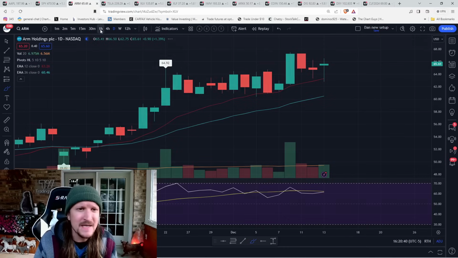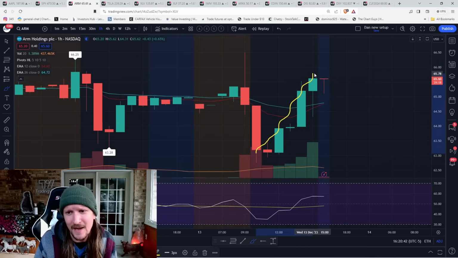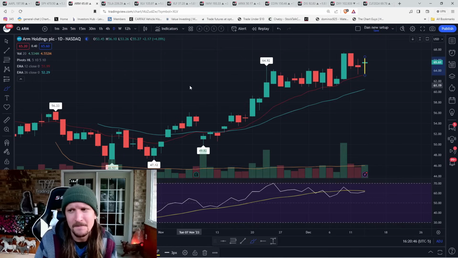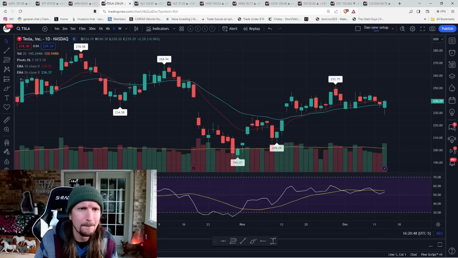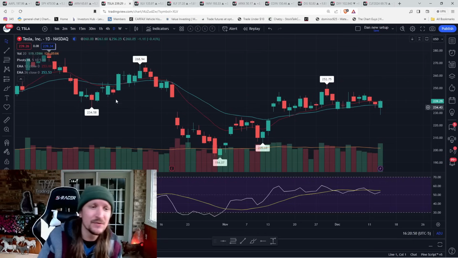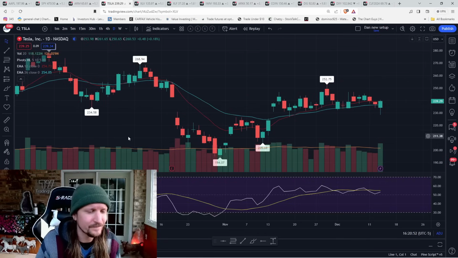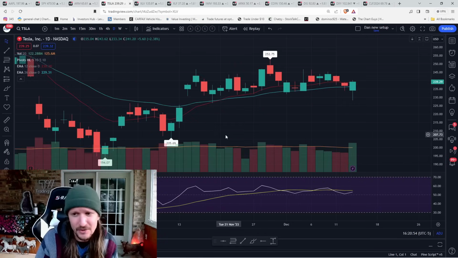So ARM needs to confirm an hourly uptrend still. Nice bounce, nice volume. If we get that hourly uptrend, we're looking for all-time highs. Tesla had a bear break. Tesla was a very clear bear. And so nice opportunity for bears in the morning.